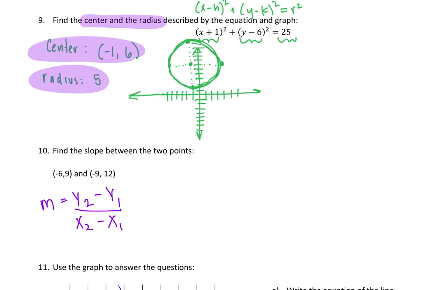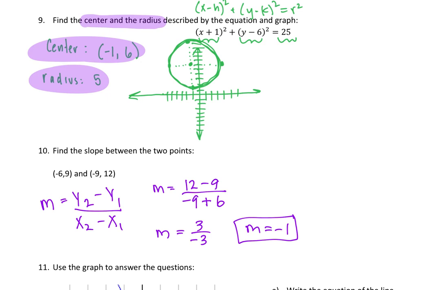So we're just going to go 12 minus 9 over negative 9 minus negative 6, so plus 6. So that gives us 3 over negative 3, so our slope is negative 1. And there we go. It's that simple. You just put them in the formula and get the answer.